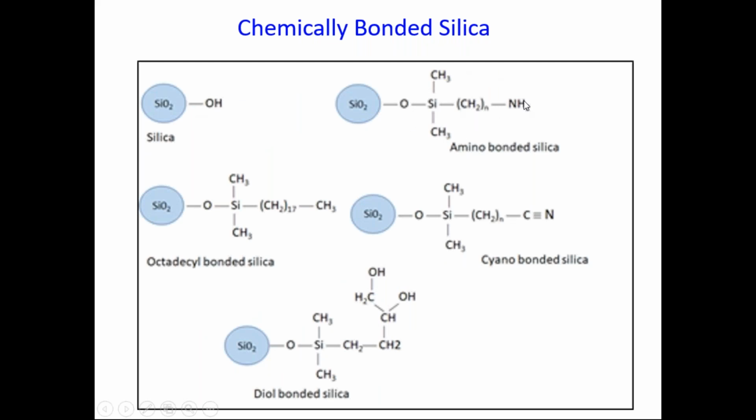So the chemically bonded silicas that are available, if this is the original silica, you have the amino bonded. So you see the reaction of the molecules is with the amino group. You can have octadecyl, that is the reverse phase. So the interaction with the analyte is with the C18 part or portion of the bonded silica. You have cyano, so the interacting group is the cyano group, and you have the diol bonded silica where the interacting group is the diol group. These figures have been put to tell you that the silica as such can be modified.